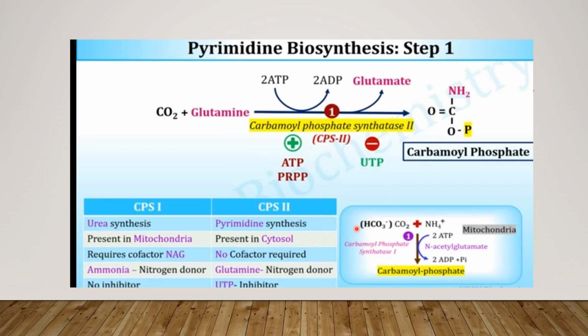Remember that there is also an enzyme, carbamoyl phosphate synthetase 1. This carbamoyl phosphate synthetase 1 is used in the urea cycle and is involved in the first step of the urea cycle. It is a mitochondrial enzyme, meaning present in mitochondria, while CPS2 is present in cytosol. Here are the key differences between CPS1 and CPS2.